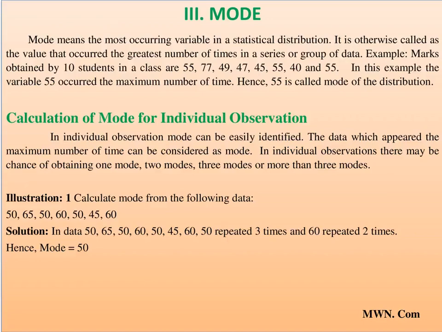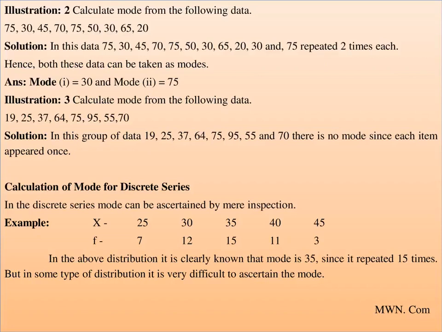In illustration 2, some numbers have been given, and here you find that 30 and 75 are repeated 2 times each. Hence, 30 as well as 75 may be considered as modes of the series. Then illustration 3: here also some data has been given. There is no mode in this series since there is no repetition of the data.